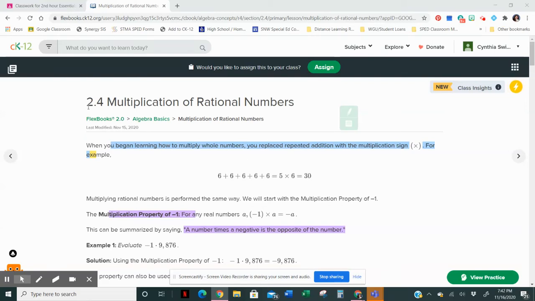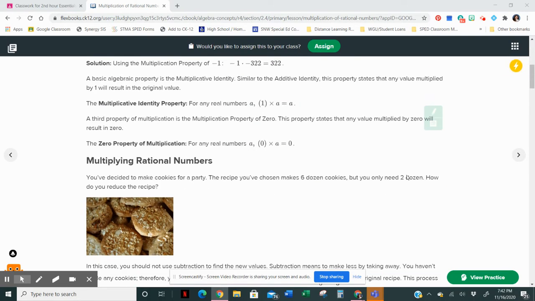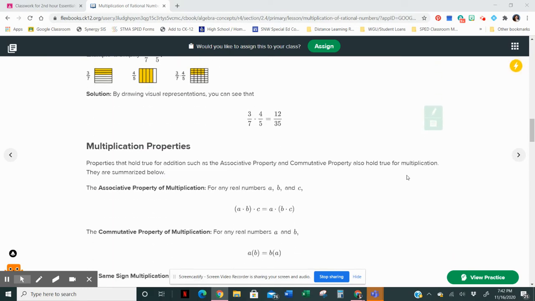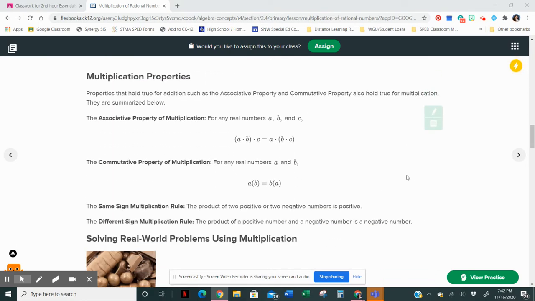This is day 2 of chapter 2.4, multiplication of rational numbers. I'm going to scroll down in our book here to get to where we left off yesterday. And here we are. We left off at multiplication properties. So there are two properties that hold true. Just like in addition, we had the associative property and the commutative property. They are both the same as they were when we were adding numbers.